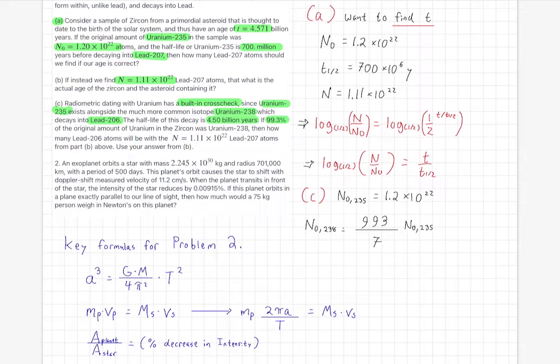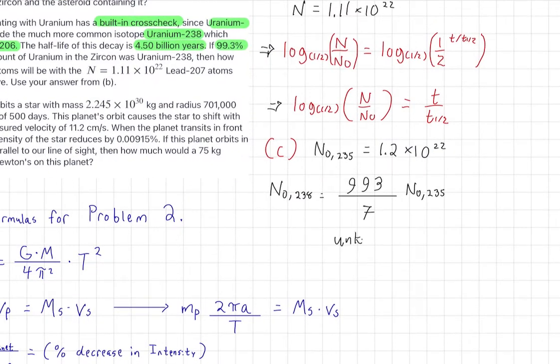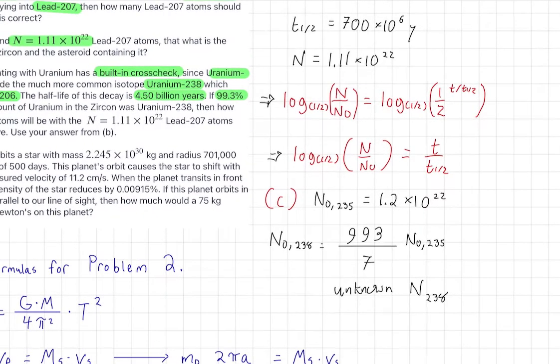Once we have N naught, what do we need to find out? We already know t, so we're literally just going to solve for N. So our unknown is N, and by the way, it's N238. So in a sense, we had two unknowns, but in this case, we have two steps. We find the initial 238, and then we find the final 238. Why? Because we already know t. How do we already know t? We're using the same t that we found in part B. That value of t, our answer from part B, is one of our known values for part C.